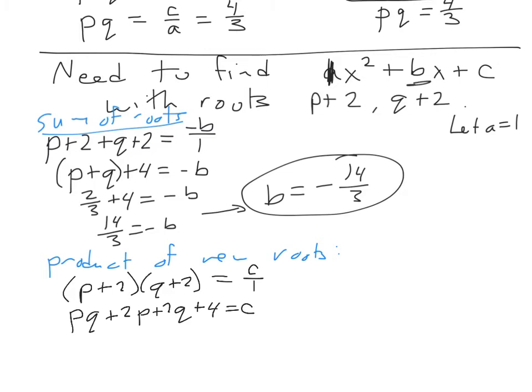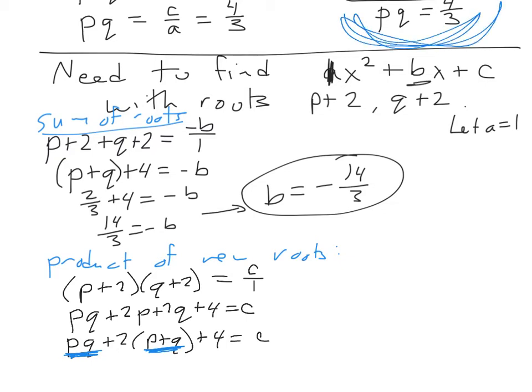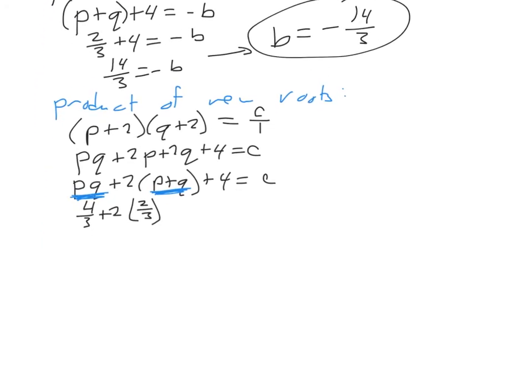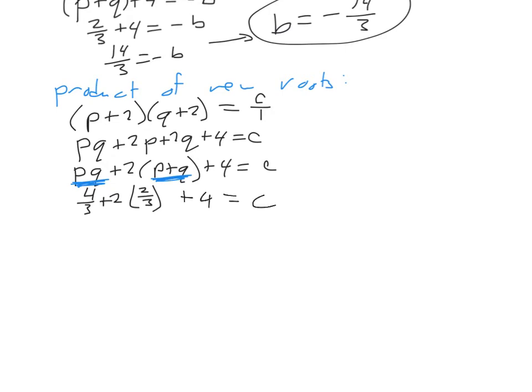Now, here's the kind of magical part. I have pq plus 2 times p plus q plus 4 equals c. Just like we did before, don't I know what p times q is? Don't I know what p plus q is? Those are the values that we figured out up here for the original thing. The product of my original roots was 4/3. The sum of my original roots was 2/3. And now I just need to write out the rest of this equation. This is going to be 4/3 plus 4/3. That's 8/3 plus 4 has to be c. So that means that 20/3 is c.